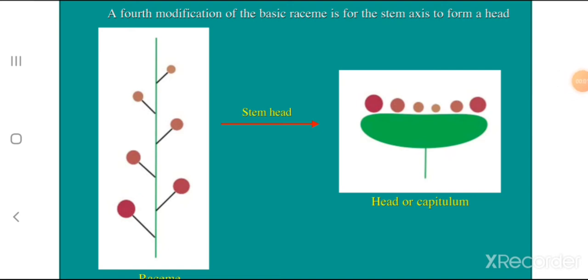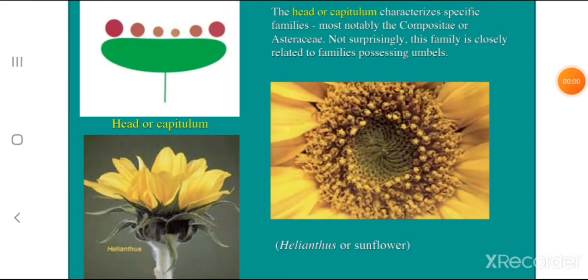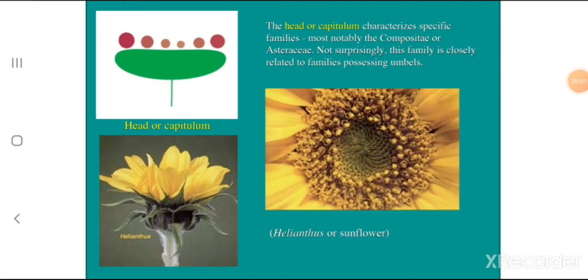Head is a raceme in which the peduncle or floral axis is flattened and the flowers are attached directly to it. Head is formed by a group of small flowers. It is not a single flower. It is characteristic of the Compositae family. Sunflower is a good example of head. Outer ray flowers are zygomorphic and commonly sterile. Inner disc flowers are actinomorphic and bisexual.